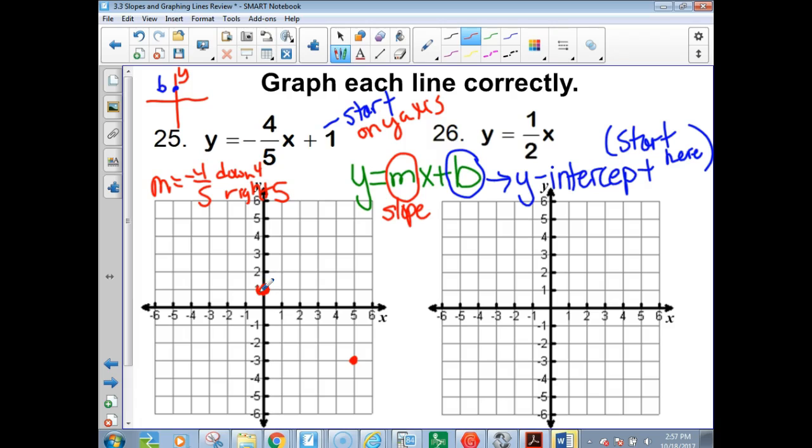You've done this before. So I'm going to reverse that now. What's opposite of down 4, right 5? Good. Up 1, 2, 3, 4. Left 1, 2, 3, 4, 5. And then just make a line through the 3 points that you got.